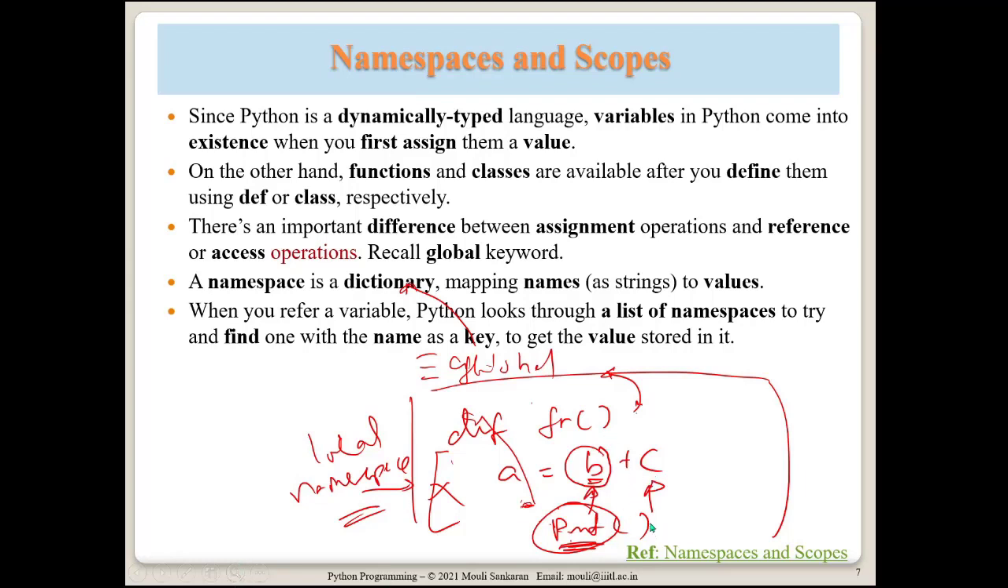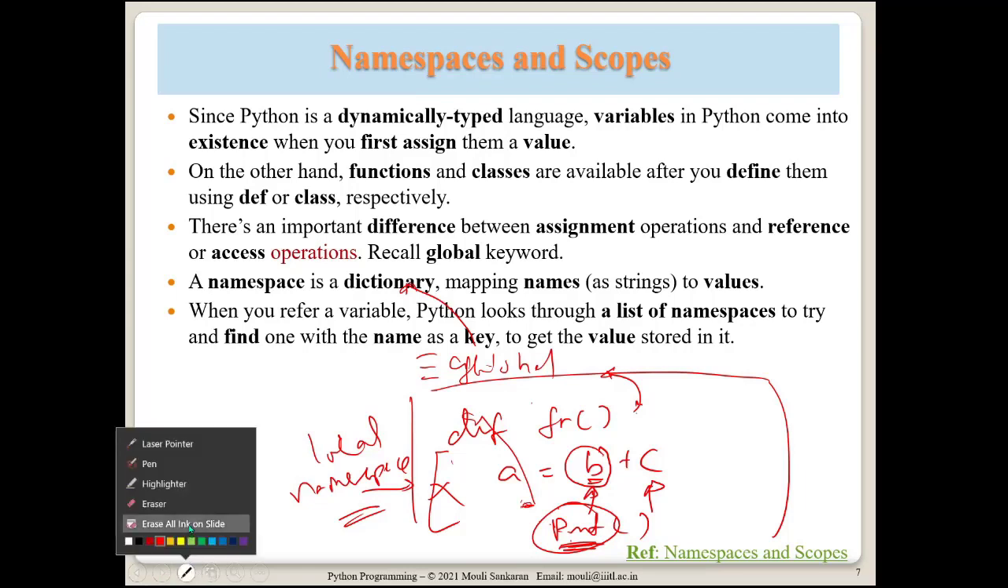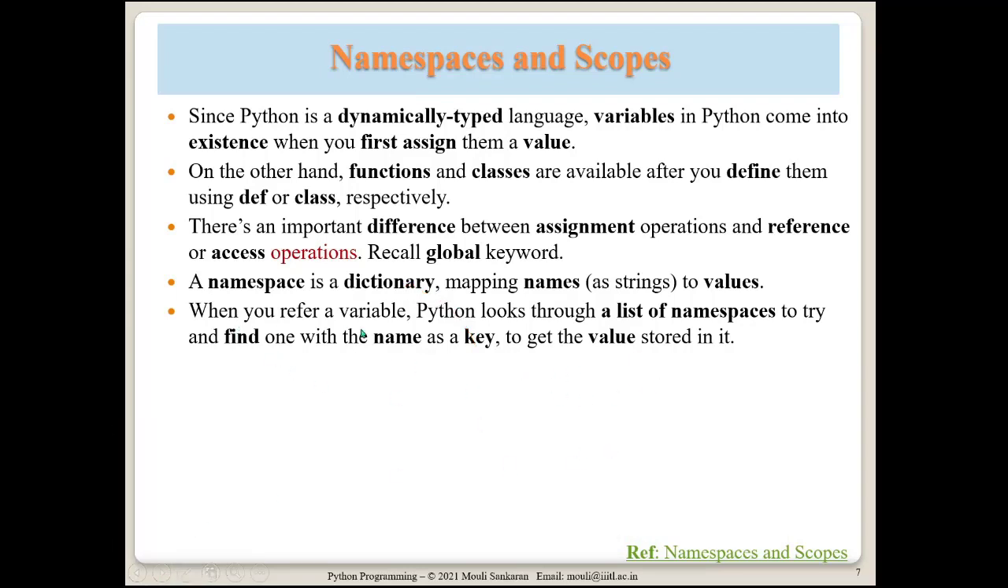So this is how, when you call a print, the resolution of how to invoke the print happens from inside out. When you refer to a variable or a function name, Python looks through a list of namespaces. When you say Python, it's an interpreter which is doing the searching, or maybe the compiler, because even before the interpreter, the compiler should have created the bytecode, so it should have resolved all these issues.